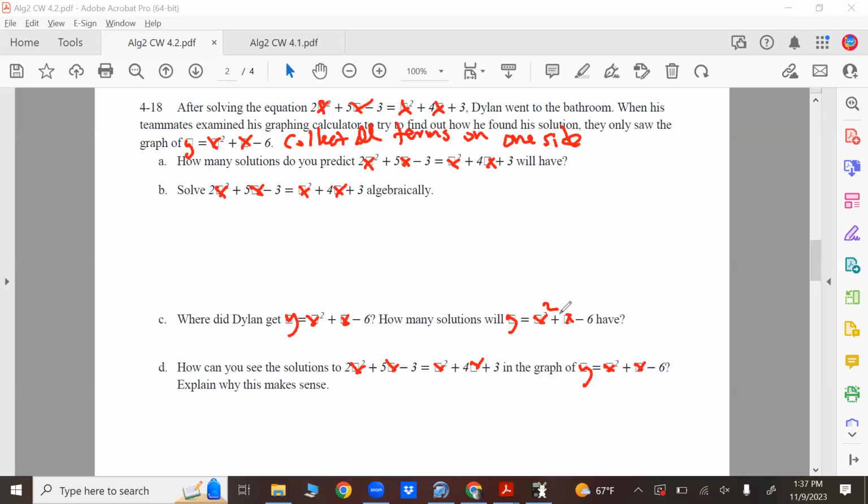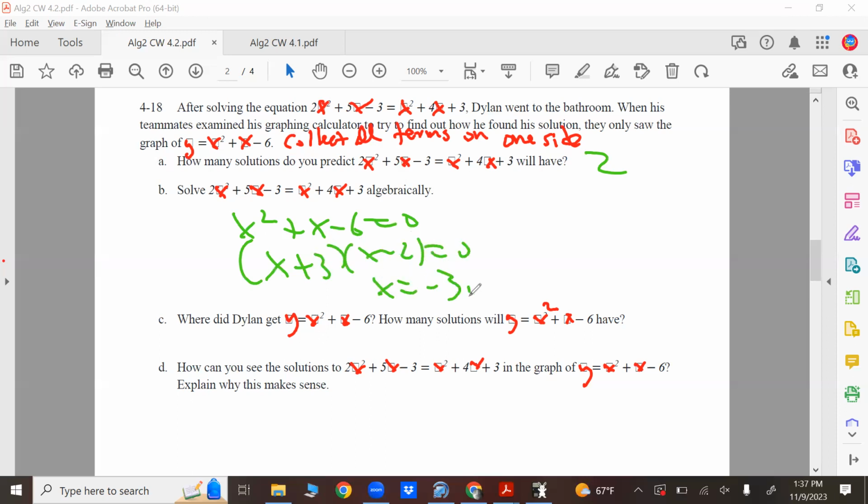Anyway, I would probably predict 2 solutions, guys. Mainly because you're going to have a quadratic. And if you move everything over to one side, you should get this. So you factor it, you get 2 answers, -3 and 2. So where did he get that from? He probably got that from combining like terms or collecting all terms on one side. And how many solutions does this have? Probably 2, because it's 2 x-intercepts.